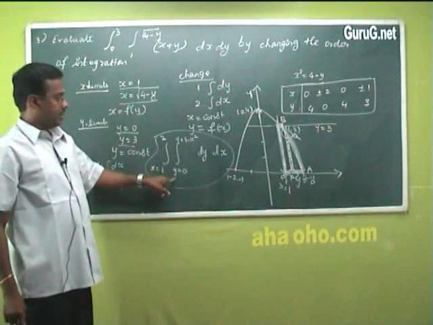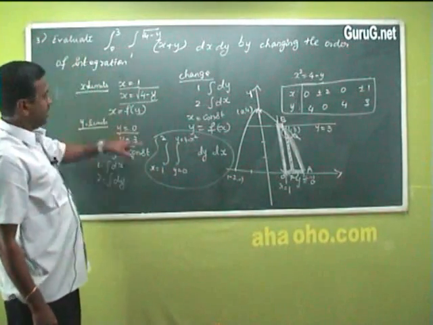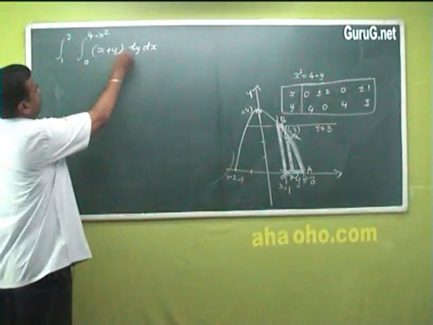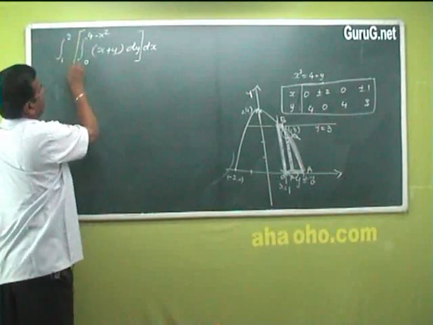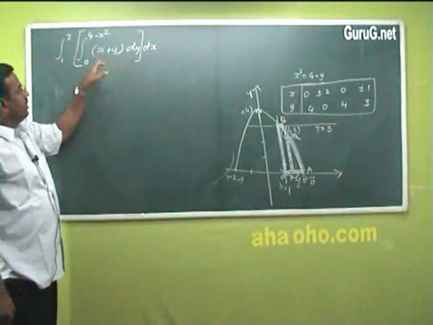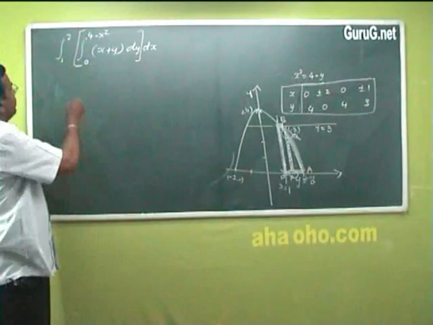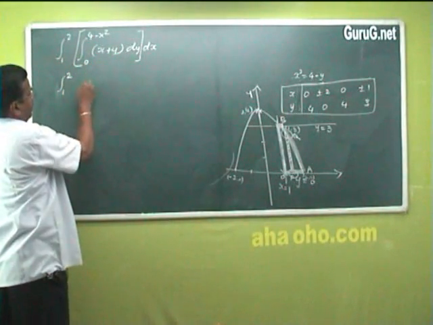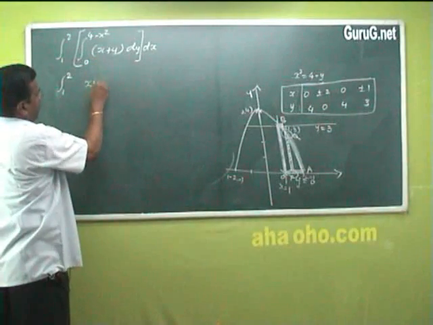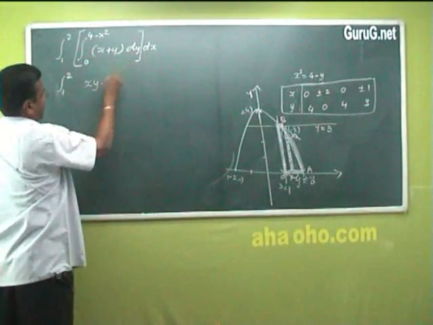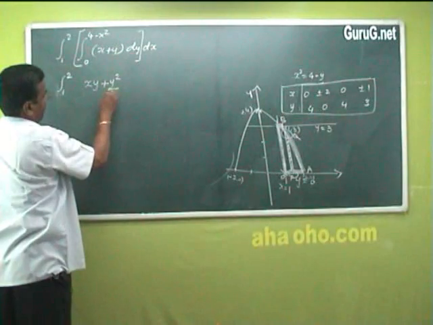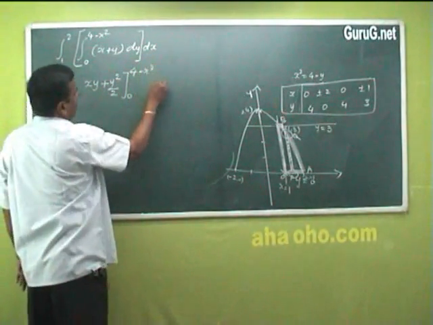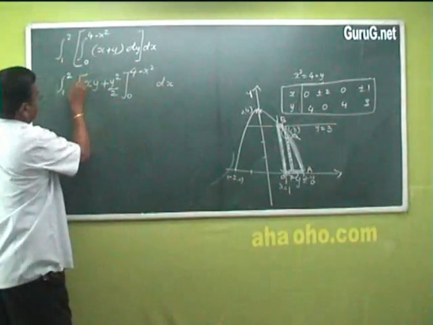The next step is we have to evaluate this integral. First I am going to integrate with respect to y, then we are going to substitute the y limits. Integral 1 to 2. Integrating with respect to y, this will become xy plus y square by 2 between the limits 0 to 4 minus x square, dx.